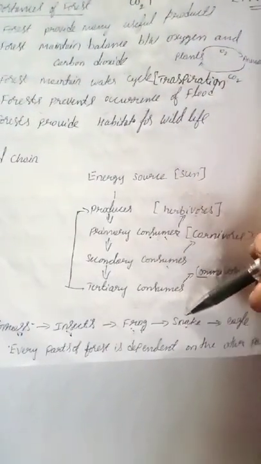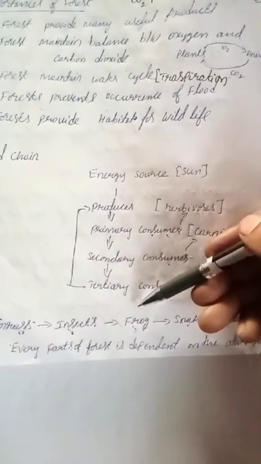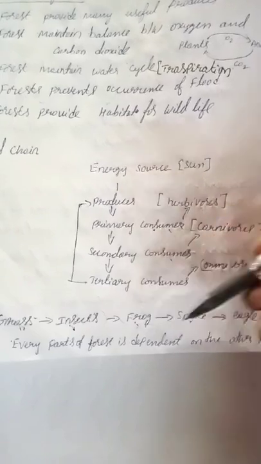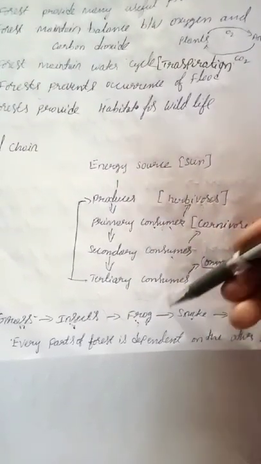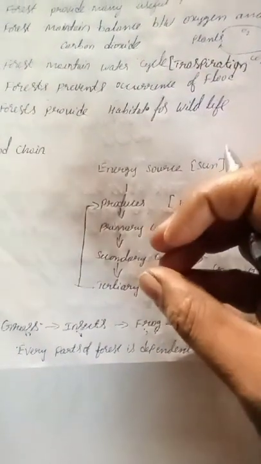So here the snake depends on the frog, and the frog depends on insects. If the snake is not there, what happens? The frog population size will be more, no? Every animal or every part is there, right?